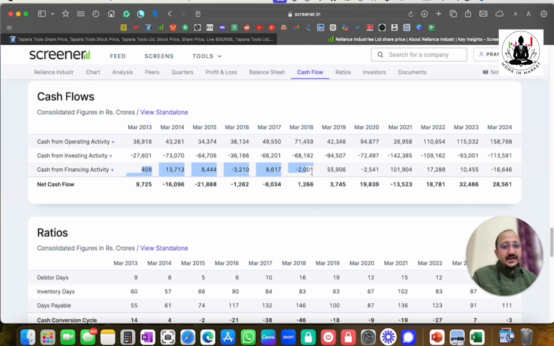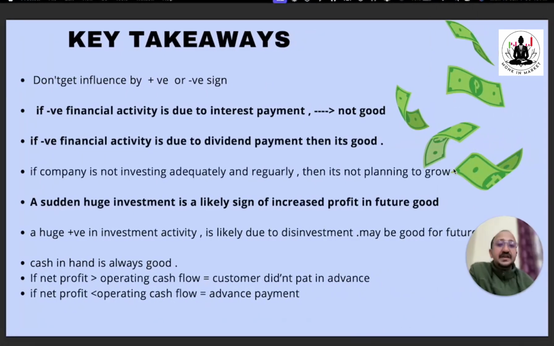Similarly, for financing activities, if they are negative, we have to see whether it is repayment of bonds, repayment of loans, or whether the company is giving dividends. So we have to see that. If negative financing activity is there, it could be due to interest payment, not good. That again we have to see, right? If it is negative because of dividends, it is a good sign. So it's a thumbs up. If the company is not investing adequately or regularly, then again it's not a good company, because they have a lot of money and the company is not planning good investments. So investment is a good sign for a company.